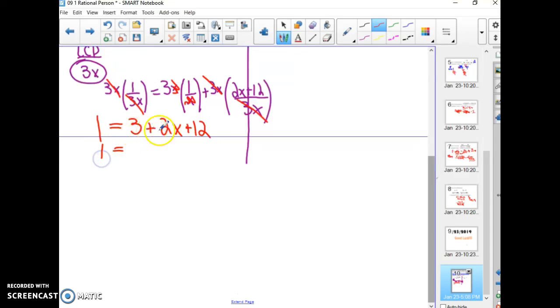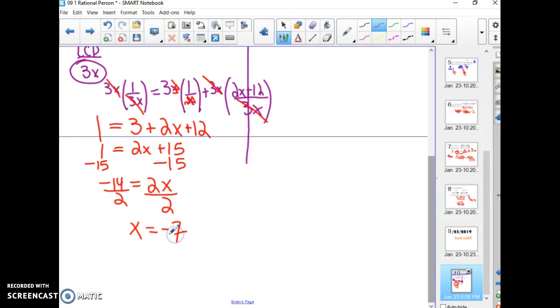So I get 1, 3 plus, so I get 2x. 3 plus 12 is 15. So that's all I did, was go 3 plus 12 gives me 15, 2x. To solve it, I'm going to subtract 15 from both sides. So I get negative 14 is equal to 2x. To solve, I divide both sides by 2. So x is equal to negative 7. And that's my answer. Right?